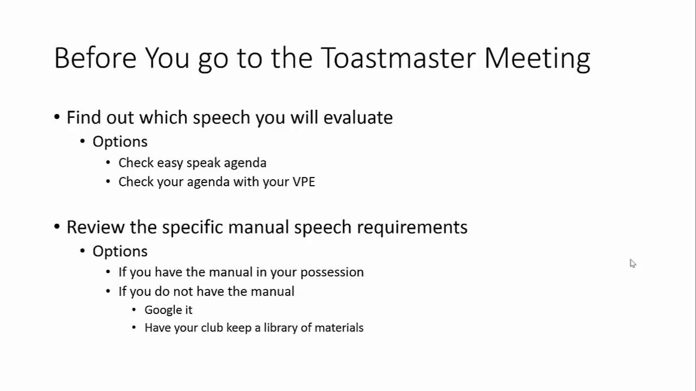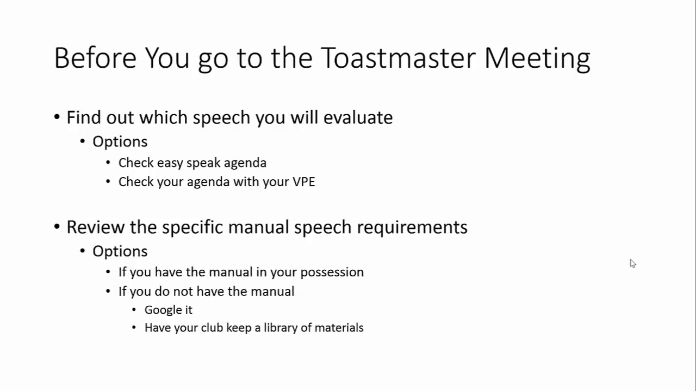Or you can at least give your VPE a call and say, who am I evaluating? Which speech is it from? So you want to know the project number and which manual it is out of. You may also learn this at the meeting as you're ending it. Some clubs prepare for the next meeting in the meeting, so one of the agenda items at the very end may cover who's going to be speaking next week, who's going to be evaluating, who's going to be the timer, all of that sort of stuff. So you may know this information before you actually leave the meeting.